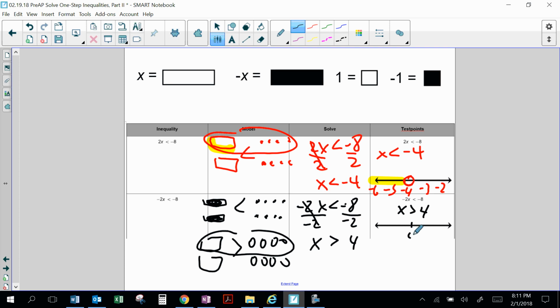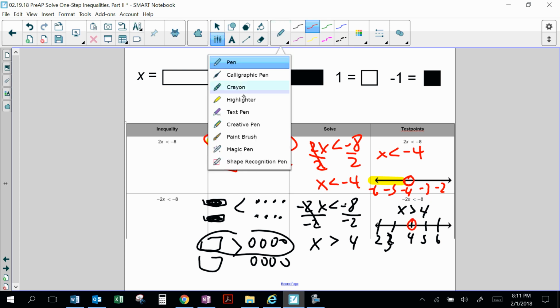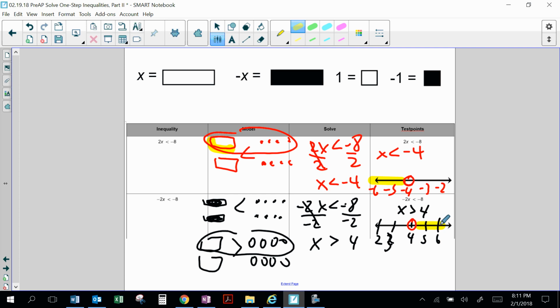Let's graph this. 4, 5, 6. Two numbers lesser than are 3 and 2. So in this one, if it is bigger than 4, can it be 4? No. Open dot. Let's shade in the numbers that are bigger than 4, 5 and 6. Let's use a test point. Negative 2 times 5 is negative 10. Is that lesser than negative 8?